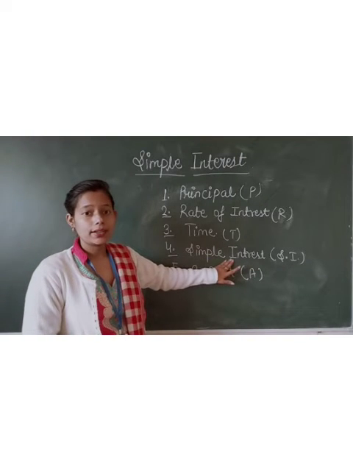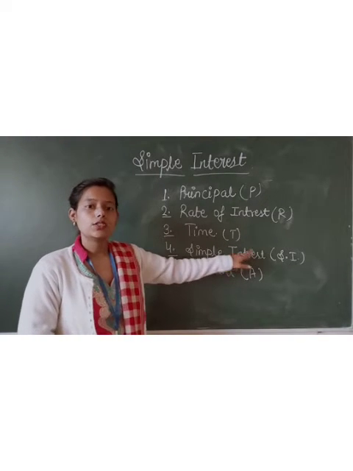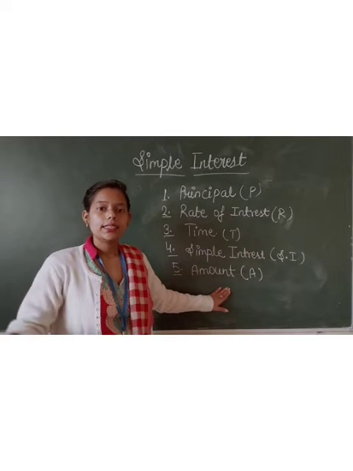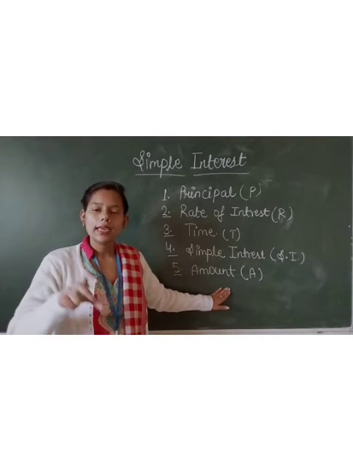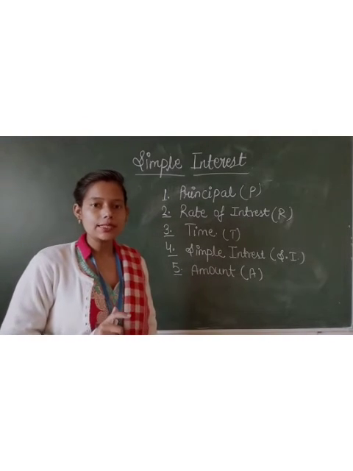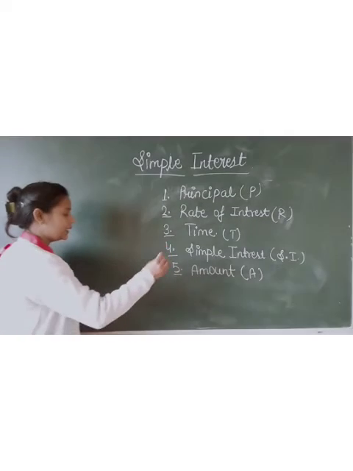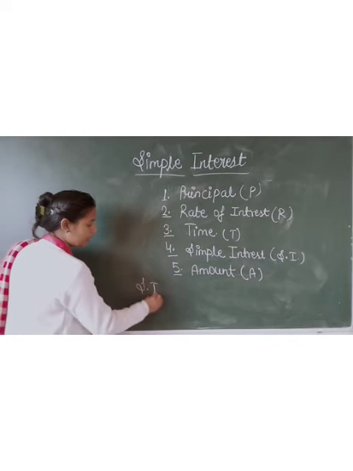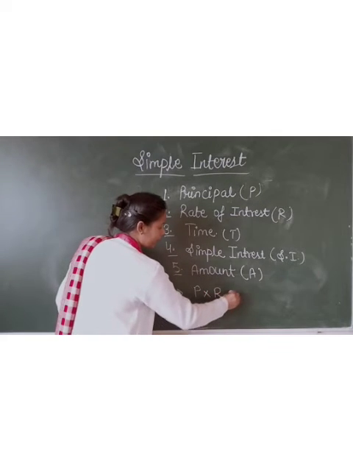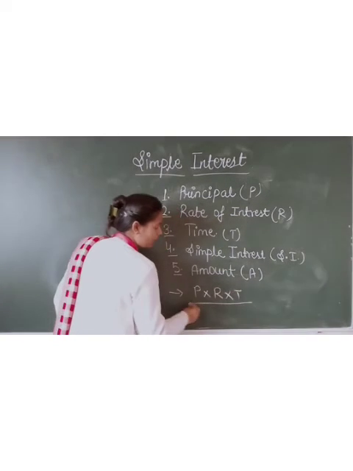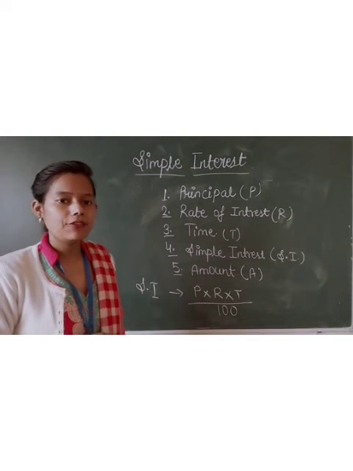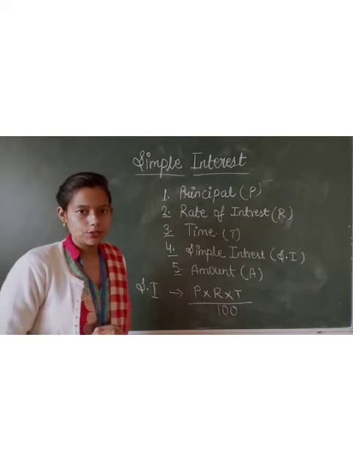And then the simple interest is what we are going to find. It is called SI. And then the amount includes principal and SI. So class, firstly we have to learn how to find the simple interest. For finding the simple interest, we have a formula: principal multiplied by rate multiplied by time, upon 100. By using this formula, we can easily find the simple interest.